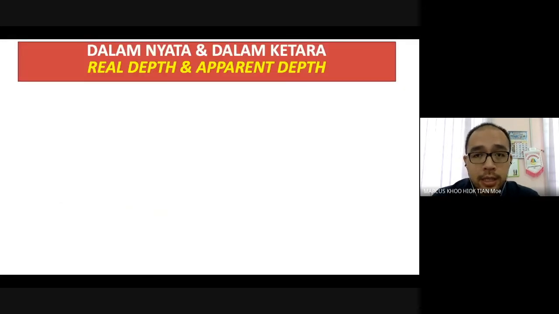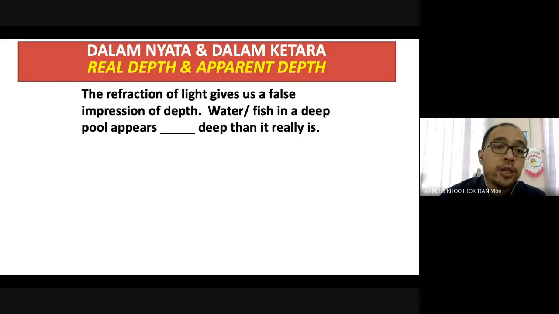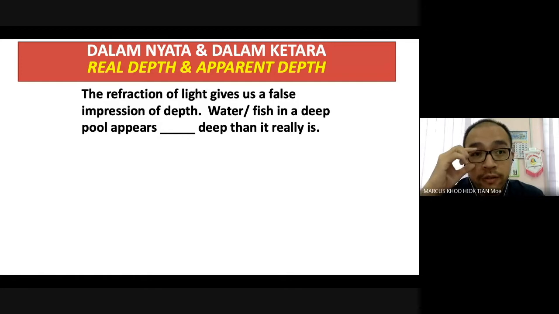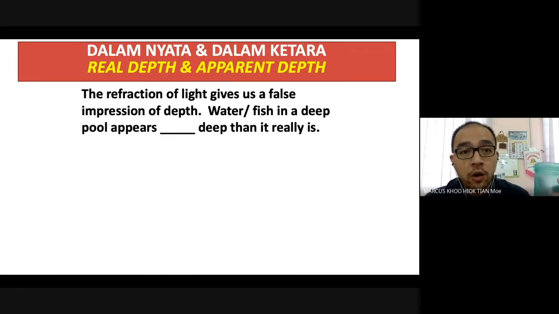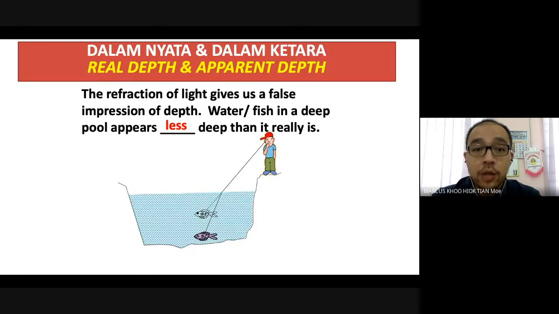So let's talk about real depth and apparent depth. The refraction of light gives us a false impression of depth. Because of refraction, we don't really see how deep the pool is. We don't really know that the coin is actually at the bottom. So the water or the fish in a deep pool appears less deep than it really is. We see the fish here, but actually it is here. Wow, magic. We call this situation real depth and apparent depth.